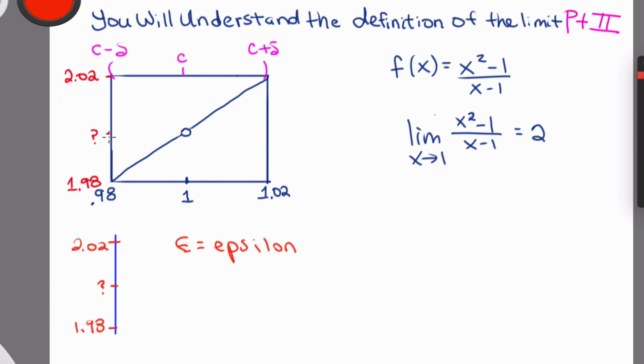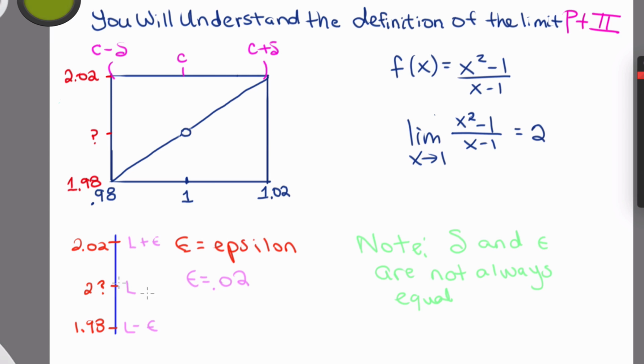Notice we already saw that values are approaching 2. We'll go ahead and fill in 2 here. If L represents the value that the outputs are approaching, then moving, in our case, 0.02 units below L, or subtracting 0.02 away from 2, we'll get 1.98. Adding 0.02 to 2, we'll get 2.02. And we did choose epsilon as 0.02.